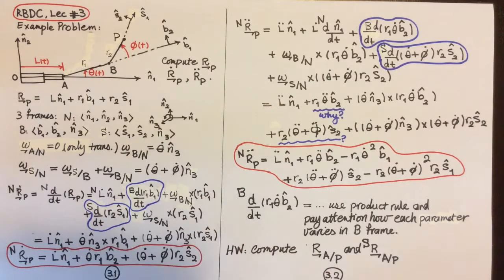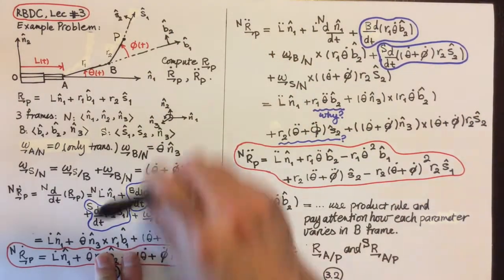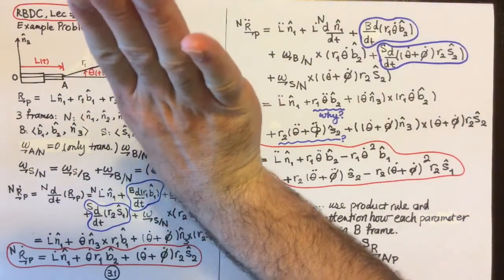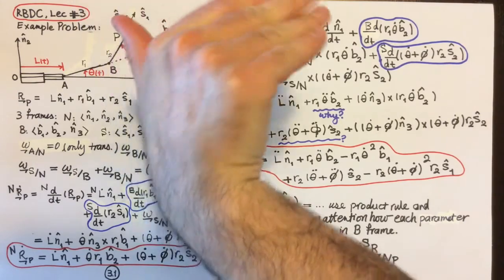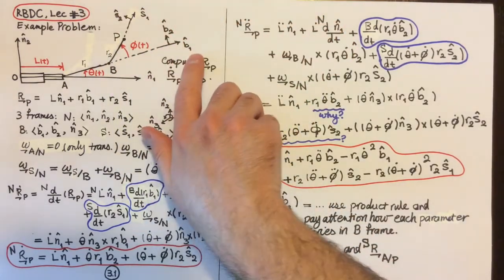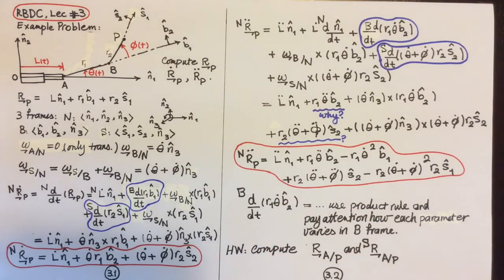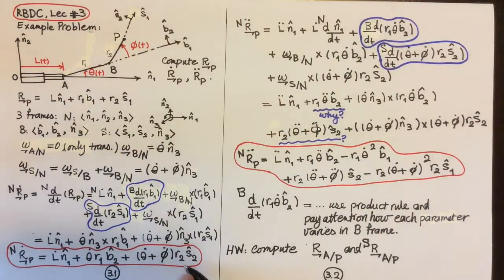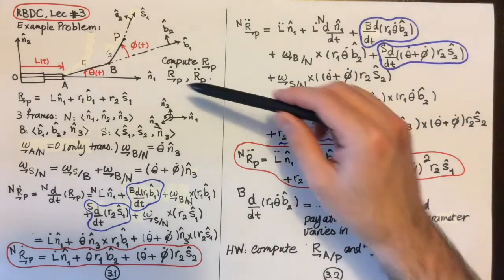So my thumb points out of the page, cross R1, right? If my forefingers point towards N3, and as they bend, they point towards B1 hat, my thumb would point towards the direction of my cross product, which is B2 hat. Same thing here. N3 hat cross S1 gives me S2 hat. So now we have finally computed RP dot.